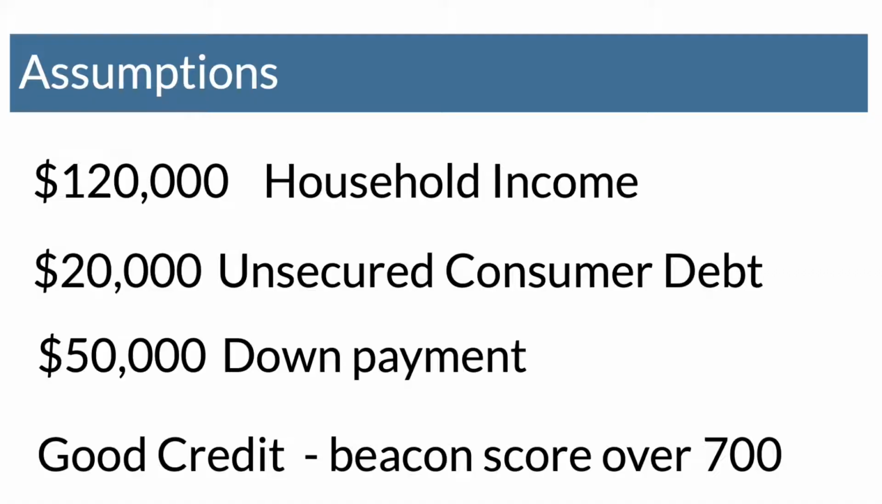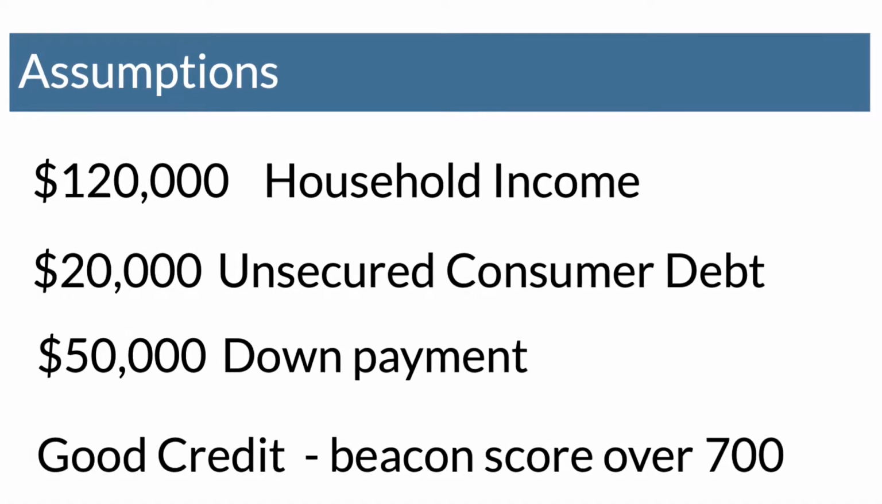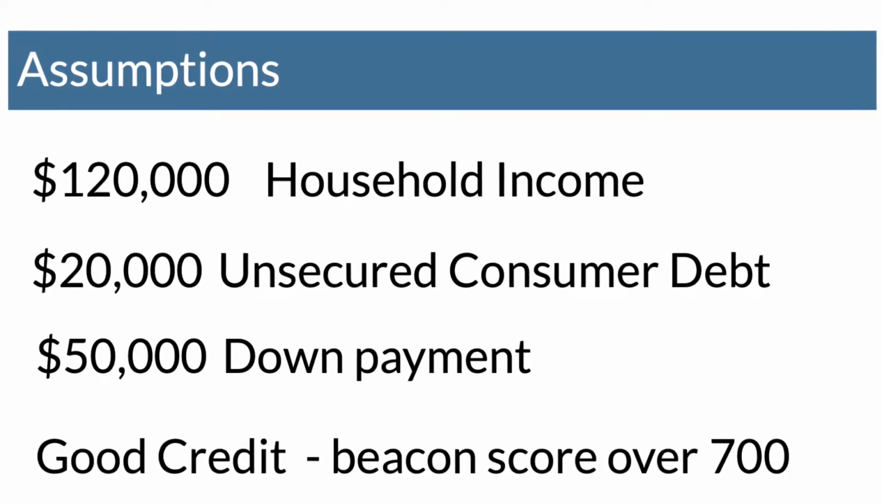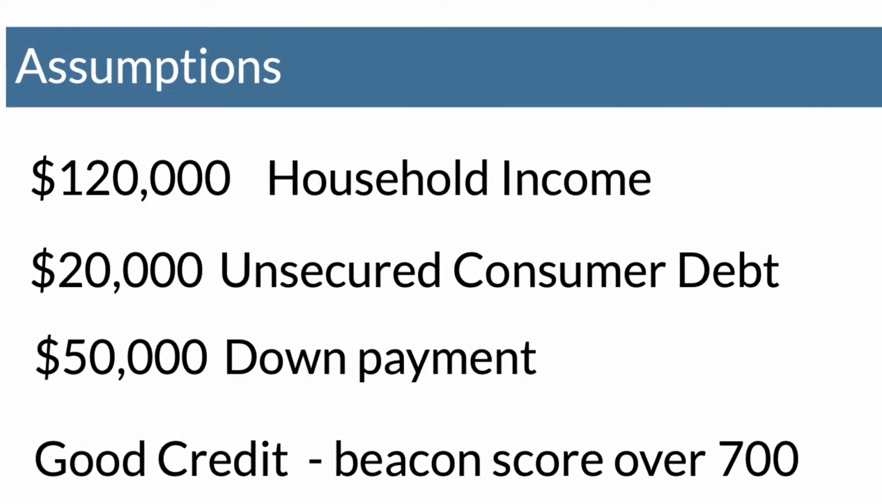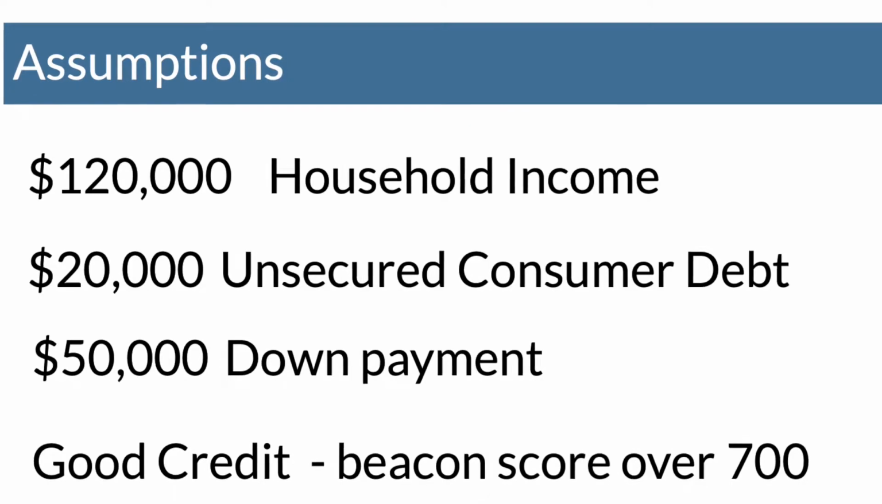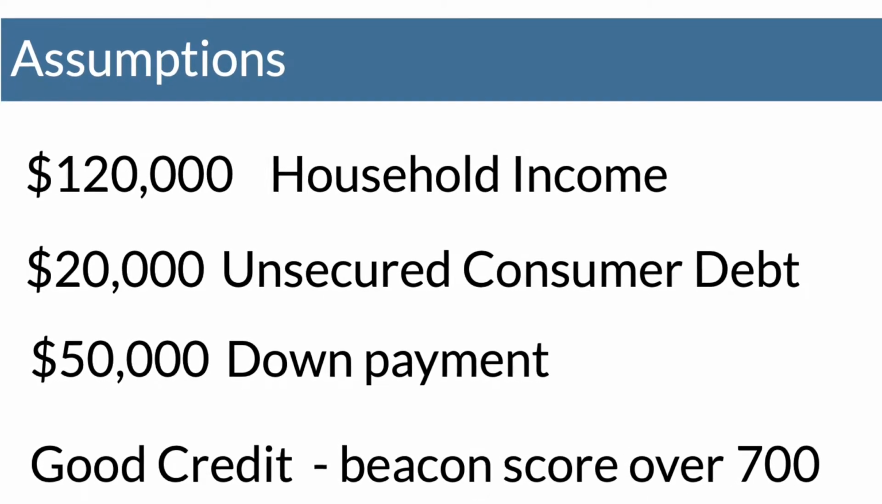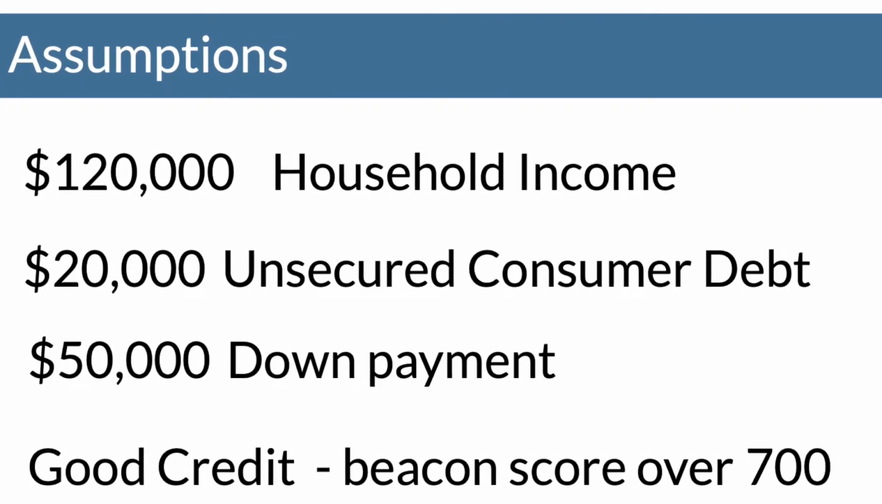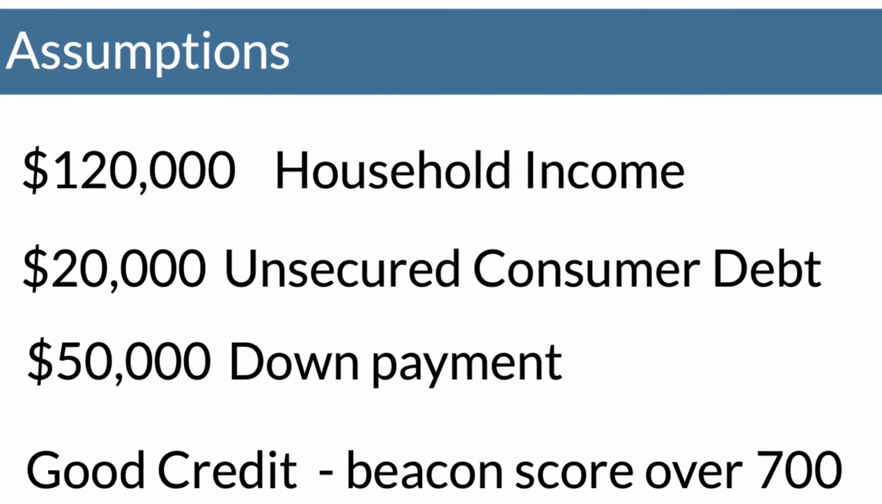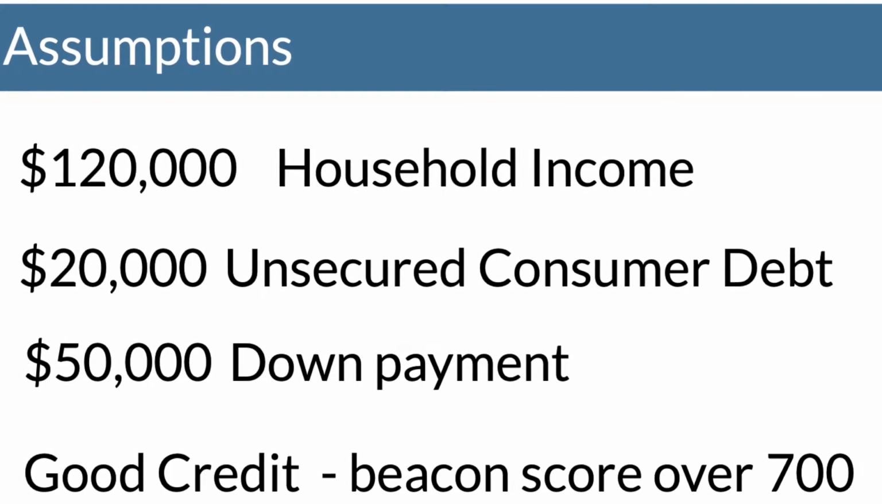Today about down payment and debt and how those two things come together or not come together. First, we're going to make some assumptions. So we're going to assume that there's a household with $120,000 worth of income, $20,000 of unsecured debt, which means credit cards, line of credit, any debt that's not attached to the house. We're also going to assume that there is a $50,000 down payment for this household.